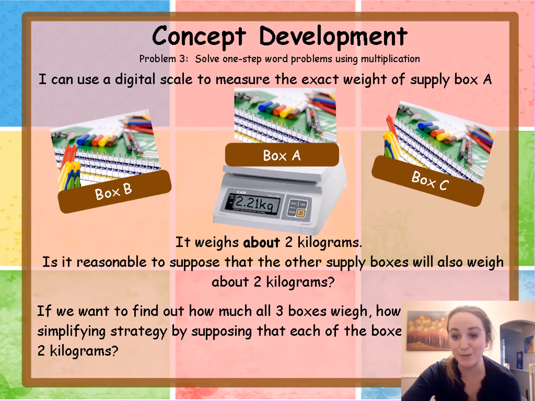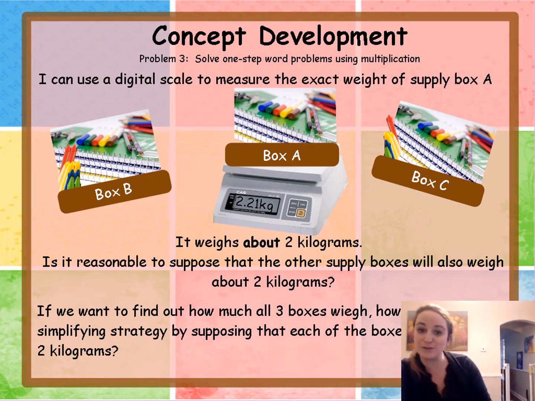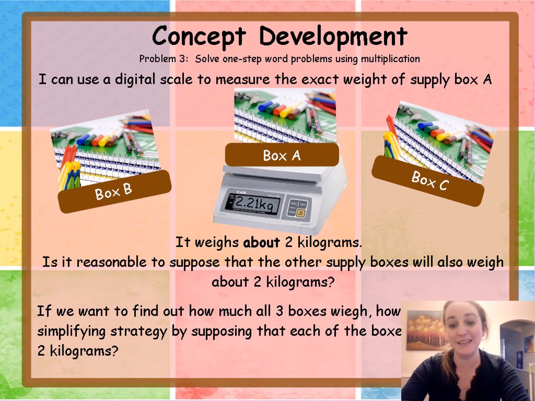Now let's work on a multiplication word problem. We can use a digital scale to measure the exact weight of the supply box. I see that's 2.2 kilograms. So we can say that it weighs about 2 kilograms. Is it reasonable to suppose that all the boxes will also weigh 2 kilograms? It is reasonable. If they're all the same, we can assume that they would at least weigh close to each other.